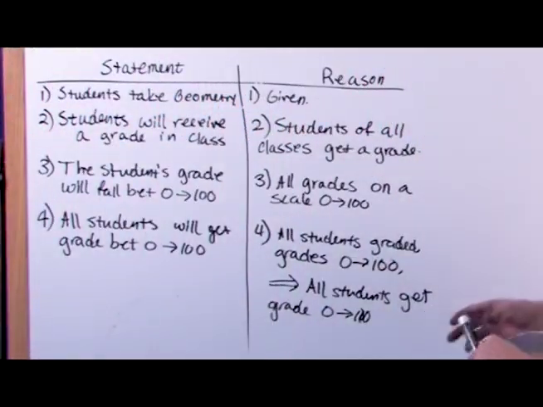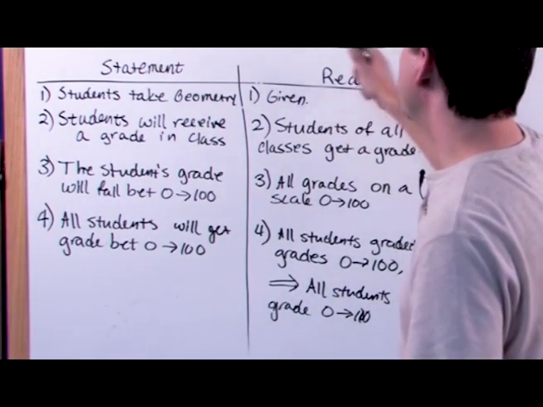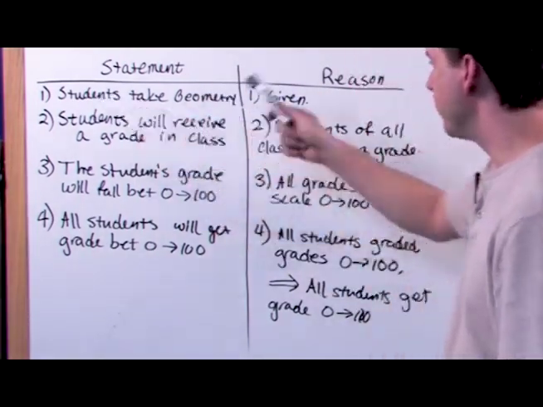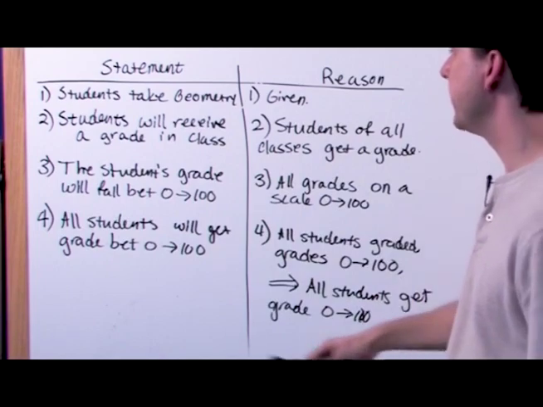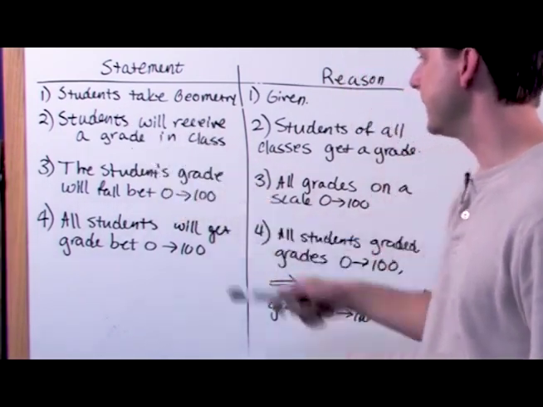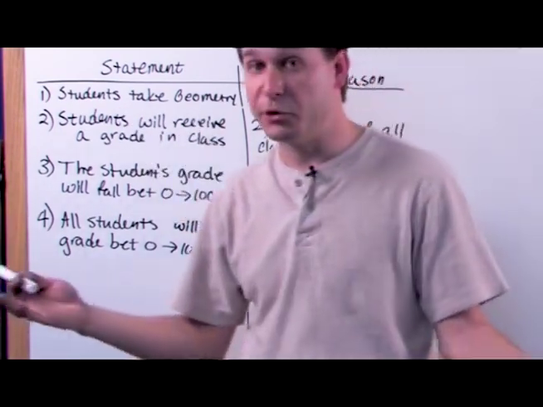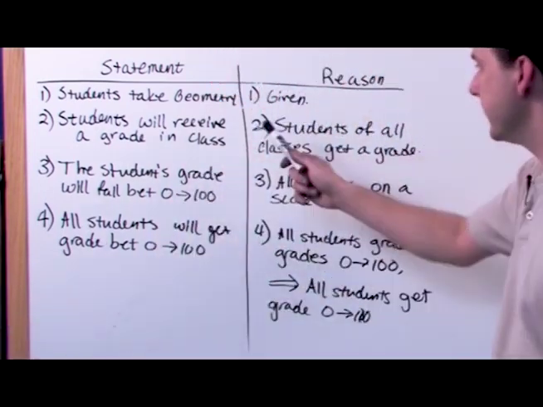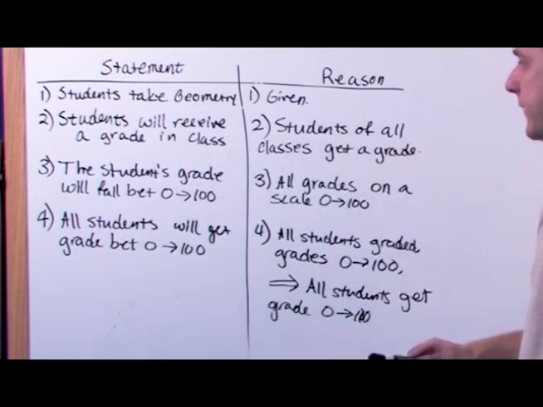So let's just think about this for a second and go through it, because this kind of stuff is silly, but it's exactly what we're going to be doing for the next 20 or 30 minutes here. Okay. Prove all students in geometry class will get a grade between 0 and 100. Well, the first thing is we say students take geometry, given. That is just a fact, okay? Students will receive a grade in class, okay? That's something that you may not know. Maybe this class doesn't give grades, who knows? But this class does. Students of all classes receive a grade.